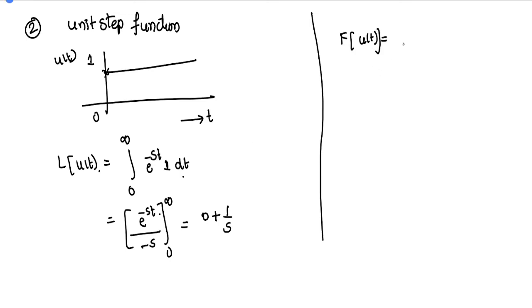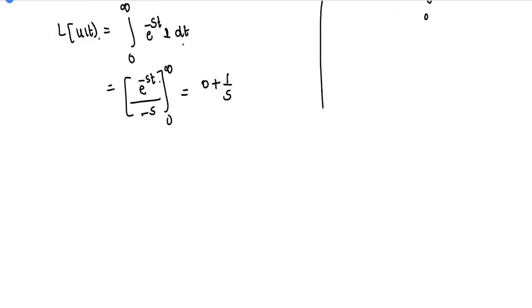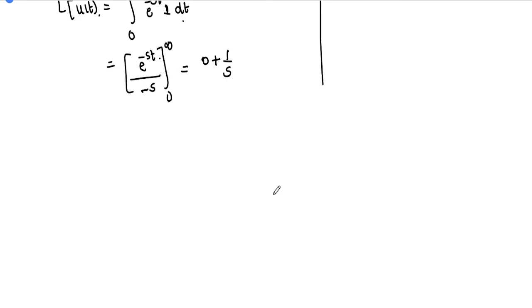And coming to the Fourier transform, the Fourier transform of u of t is equal to the integration from 0 to infinity of e power minus j omega t dt, where s is replaced with j omega. Then you will get e power minus j omega t by minus j omega. The lower limit is 0 and the upper limit is infinity, so you will get 1 by j omega. As I said, s is replaced with j omega. This Fourier transform is in the second unit, and the Laplace transform is in the fourth unit.